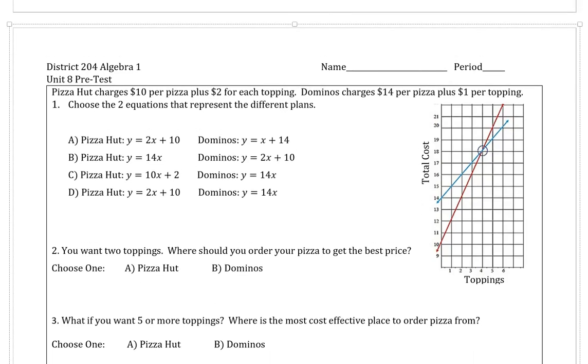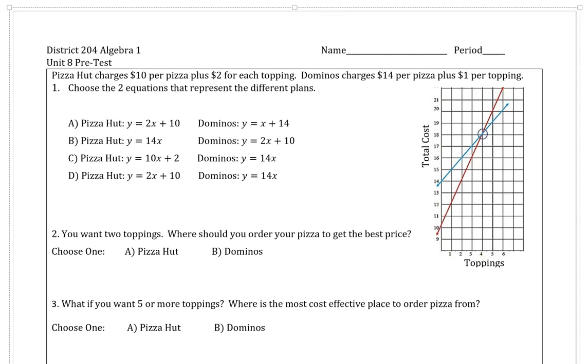Okay, so this is our review for Unit 8. Let's get going here. So we have Pizza Hut charges $10 per pizza plus $2 for each topping. Domino's looks at $14 for each pizza plus $1 per topping. You're going to choose the two equations that represent these different plans.